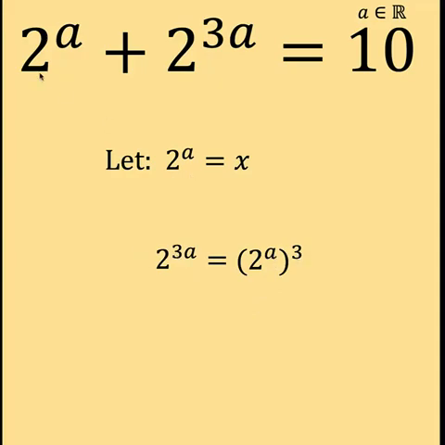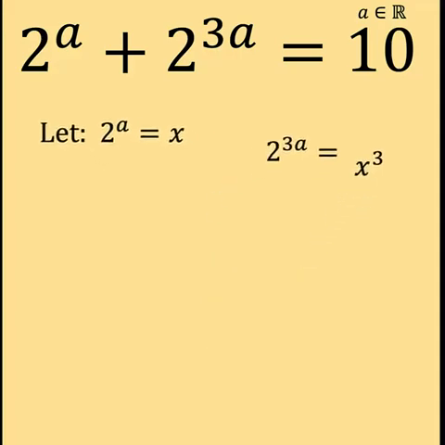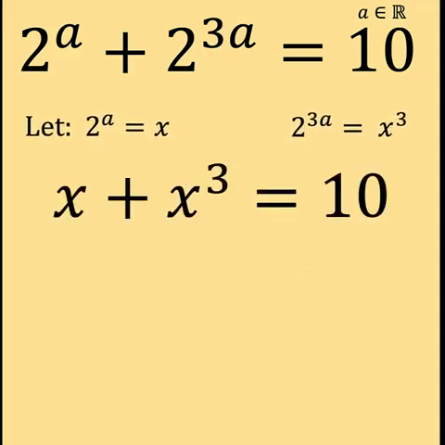So the first term, 2 raised to a, is now x. The second term, 2 raised to 3a, is therefore equal to x cubed, because 2 raised to a is equal to x, and we just copy the exponent 3. With this as our substitution, we can now rewrite the original given equation as x plus x cubed equals 10, where x is equal to 2 raised to a and x cubed is equal to 2 raised to 3a.